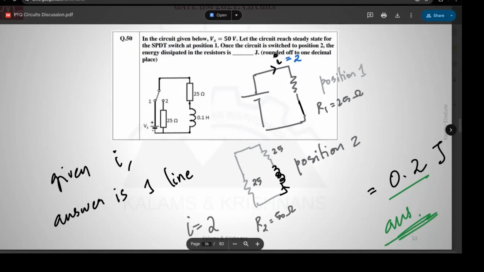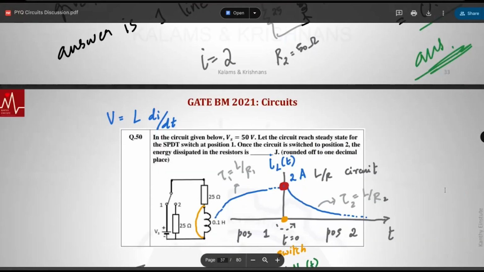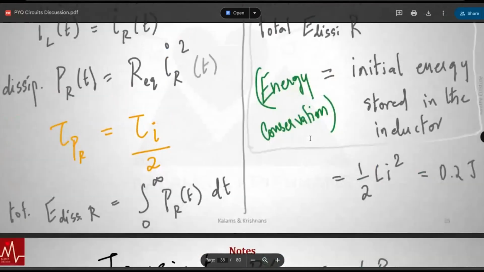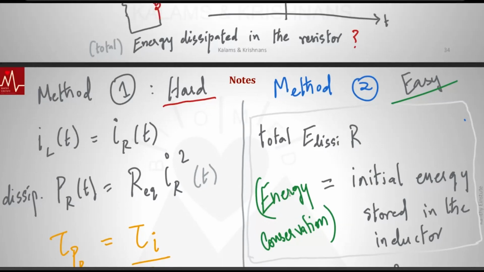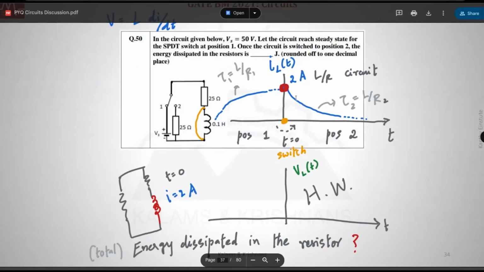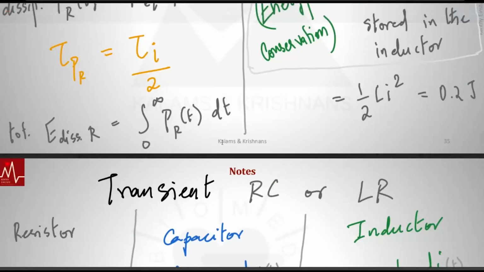Eventually, all of that energy gets dissipated in the resistors. So the energy dissipated in the resistors is also 0.2 joules. Fine. So the second method is fairly easy. Total energy dissipated equals initial energy stored, like the tiffin box, which is essentially a statement of mass conservation. This is a statement of energy conservation. And of course, I have discussed a few other things in the recorded video. You could take a look at it.